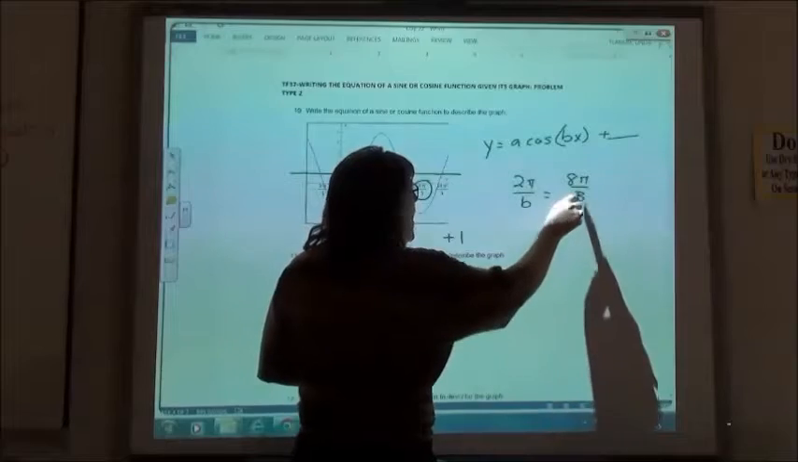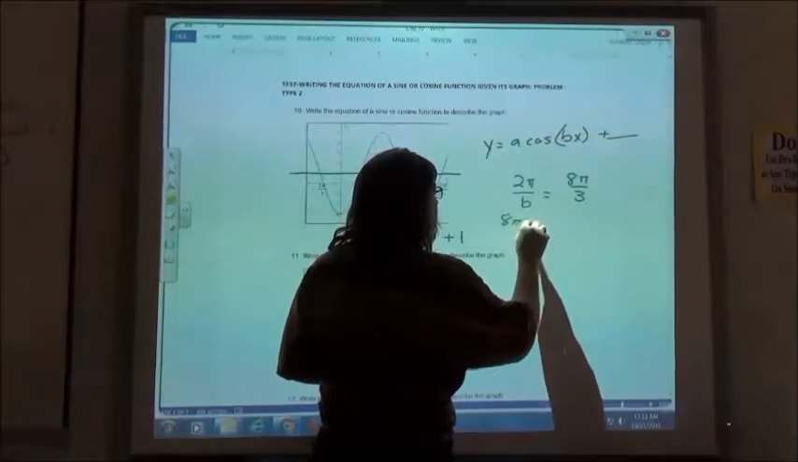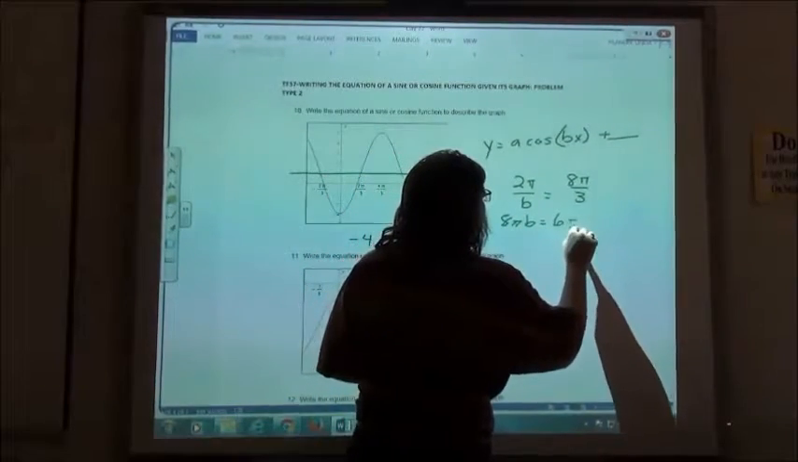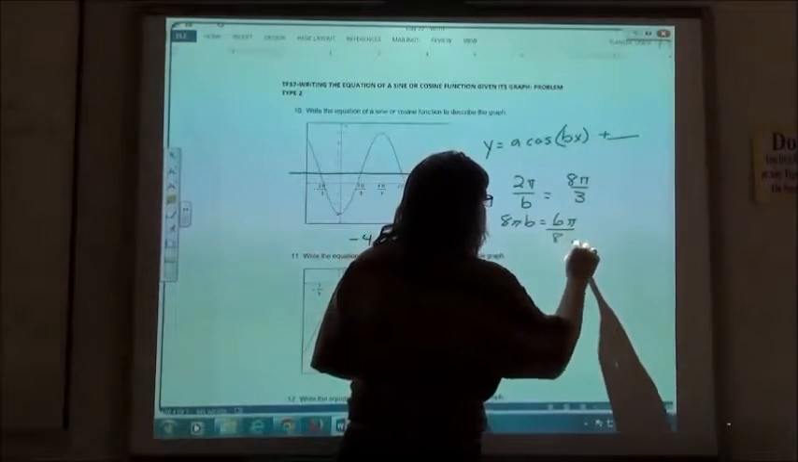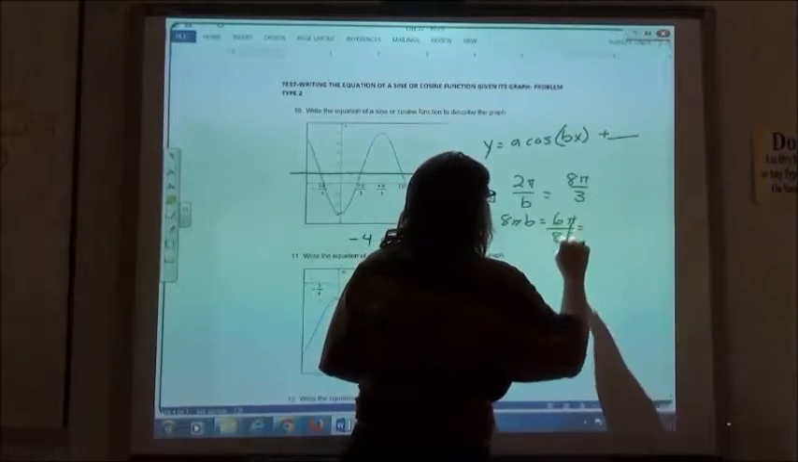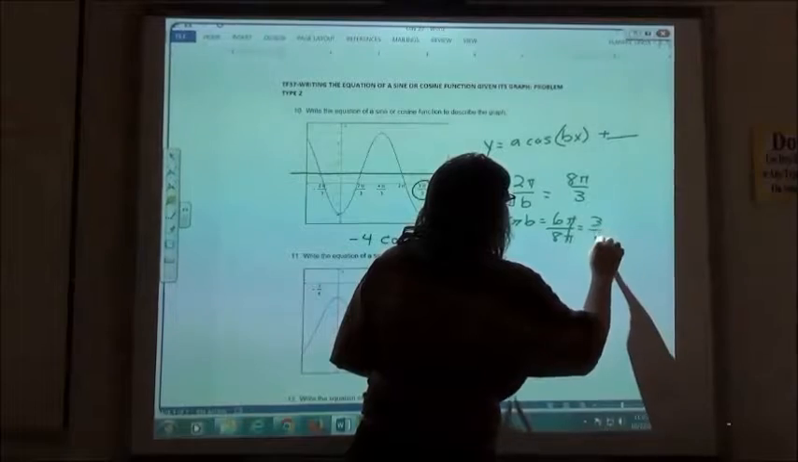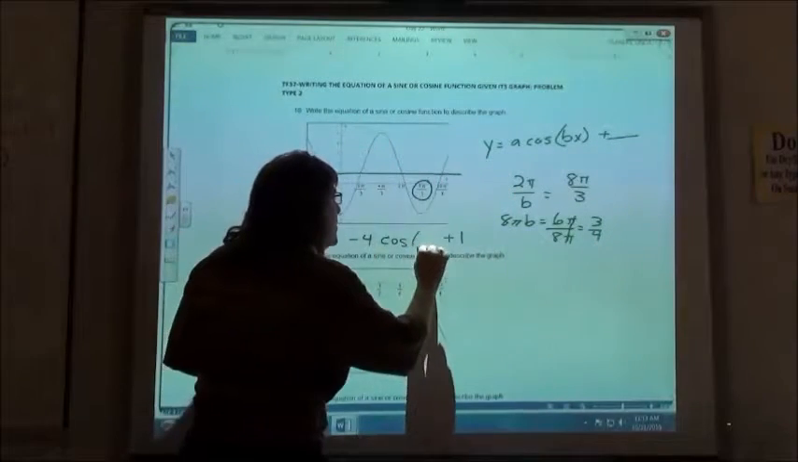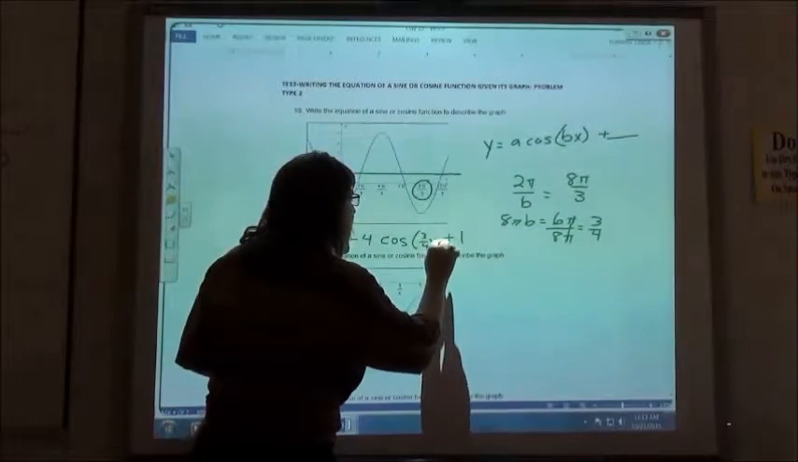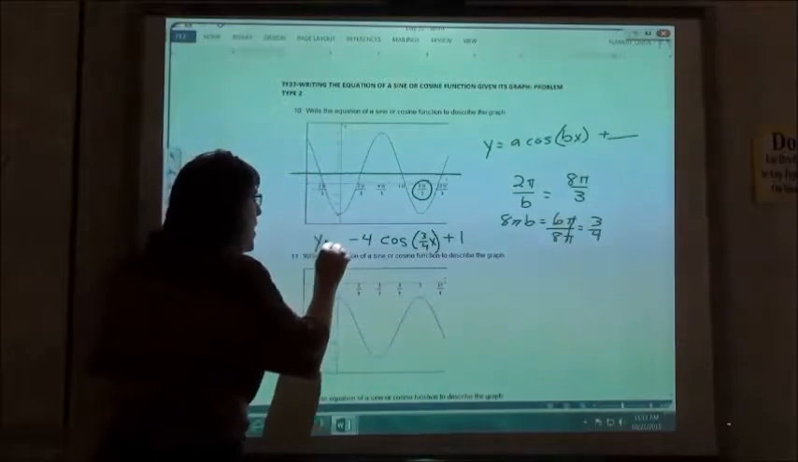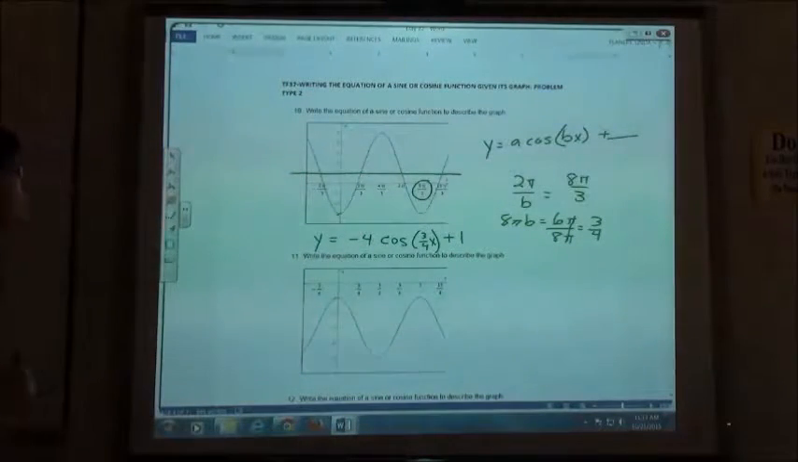And so if I solve that, I'm going to have 8 pi b equals 6 pi. Divide that by 8 pi, reduce it down. Dividing by 2, I would get 3/4 for my b value. So I'm going to have 3/4 x. And so y is going to equal negative 4 times the cosine of 3/4 x plus 1 because my graph shifted upward.